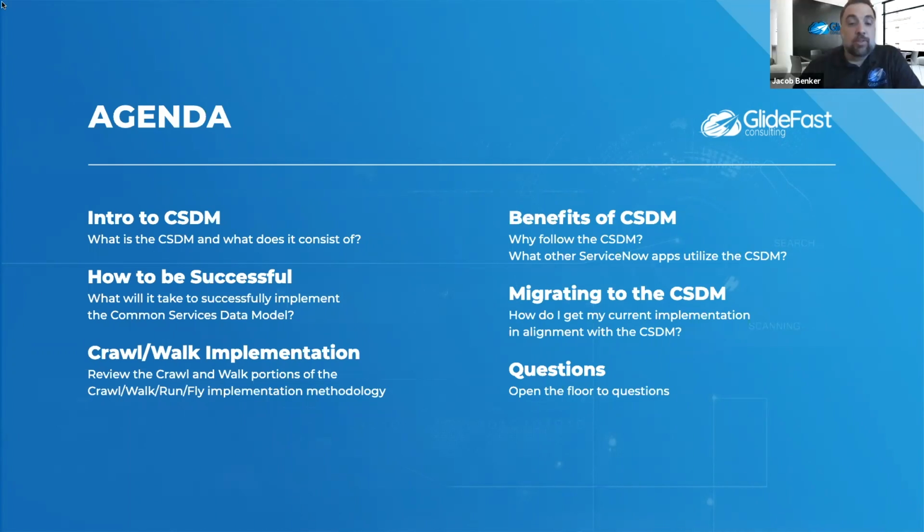Hey, Lauren, thank you very much for the introduction. This is our agenda that we're going to go over today. We're going to do a quick intro into the CSDM, and we're going to discuss how to be successful with the Common Service Data Model. We're going to go through the crawl and walk implementation methodologies that were introduced in CSDM 2.0. We're going to talk about the benefits of why you want to follow this framework. And then we're going to talk about how you can migrate into the Common Service Data Model if you're not already there.